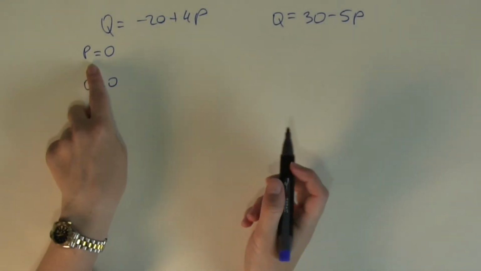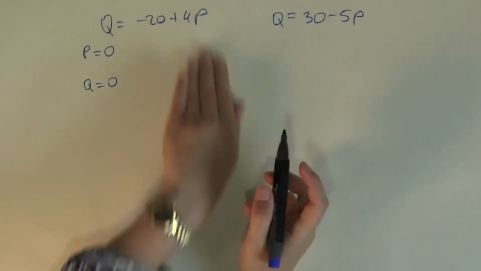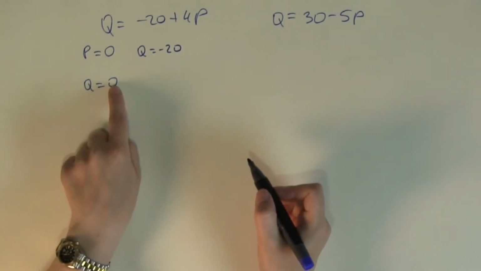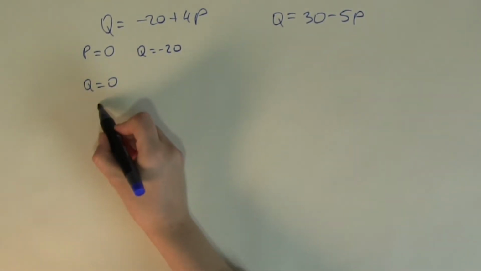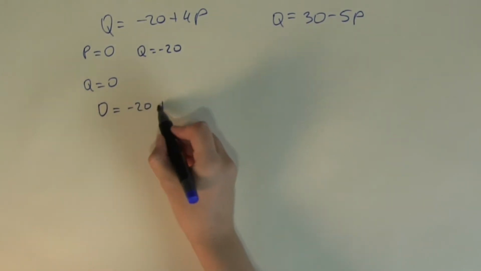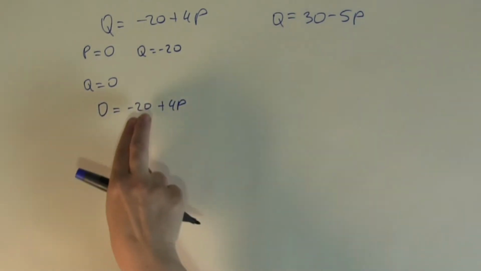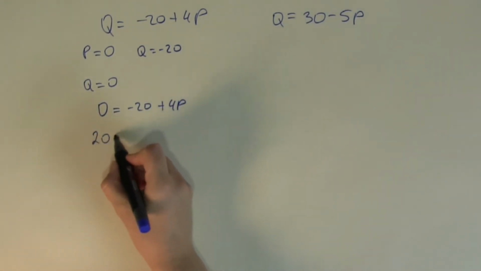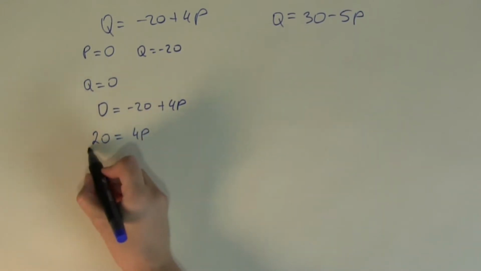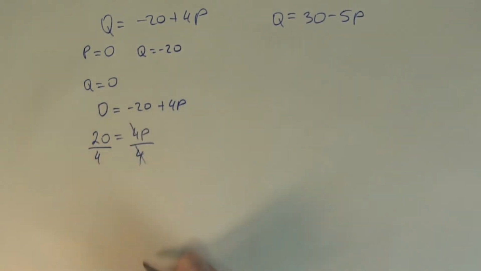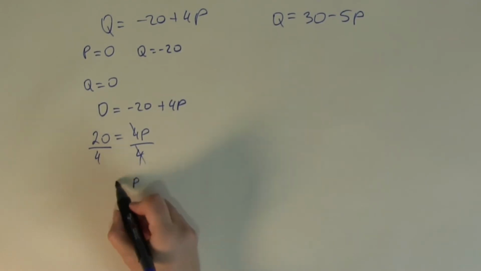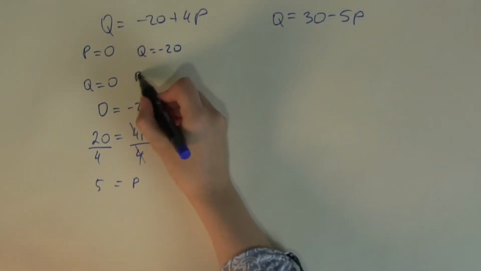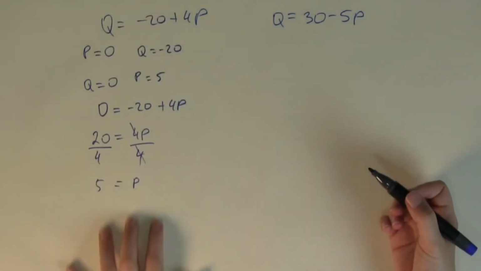Now if p is 0, that part disappears, and therefore q will be minus 20. And if q is 0, I need to do some calculations. So 0 equals minus 20 plus 4p. I'm going to move the minus 20 to the other side to make it positive. So 20 equals 4p. And now I need to divide both sides by 4. So then p will give me 5. So I've got the points I wanted for the first graph.